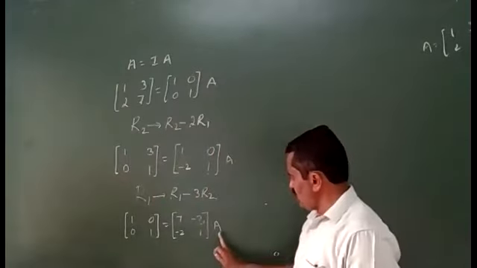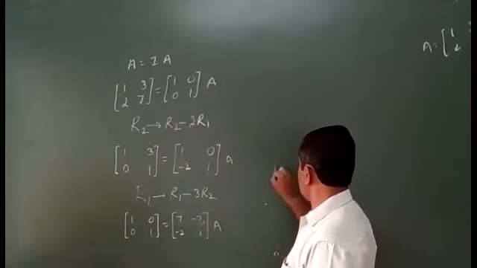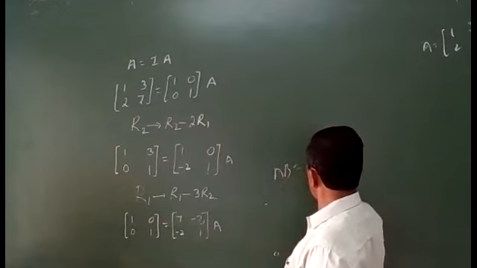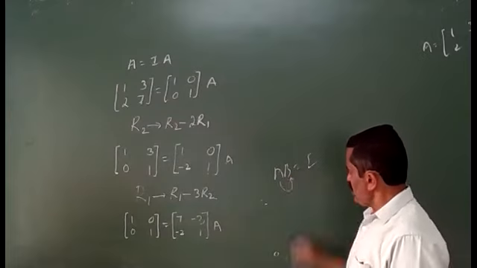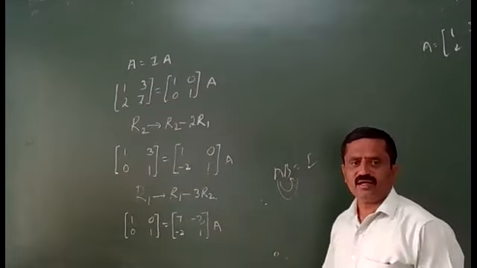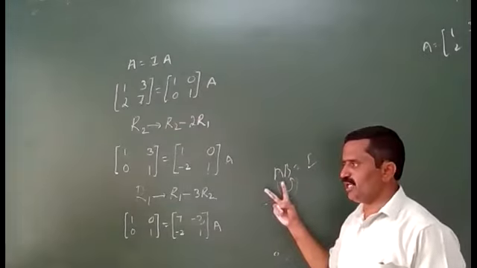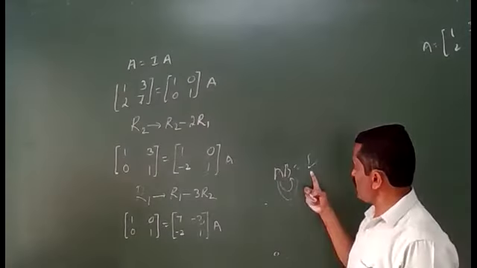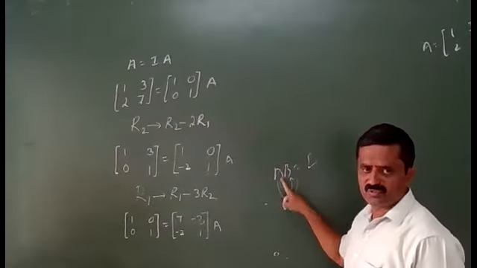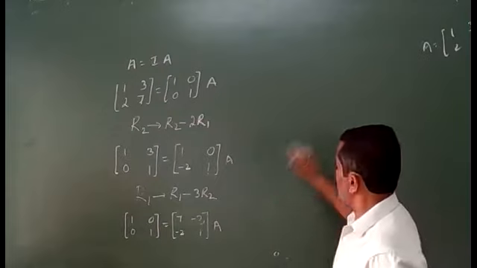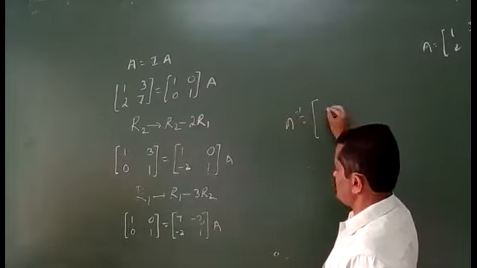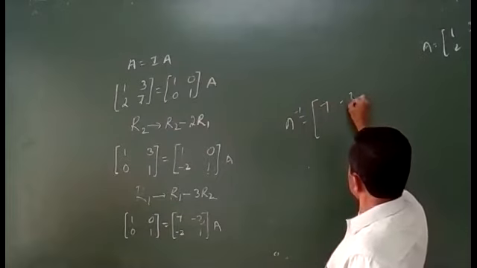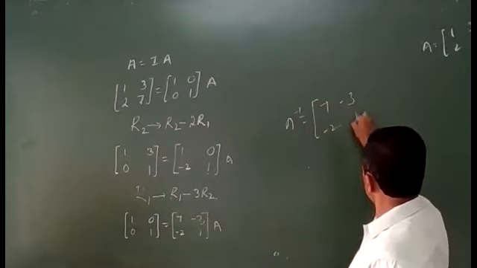Now, we know the formula: A into B is equal to I means either A must be the inverse of B or B must be the inverse of A. If the product of any two matrices is equal to the identity matrix, then A must be the inverse of B or B must be the inverse of A. Therefore, A inverse is equal to the matrix [7, minus 3; minus 2, 1].